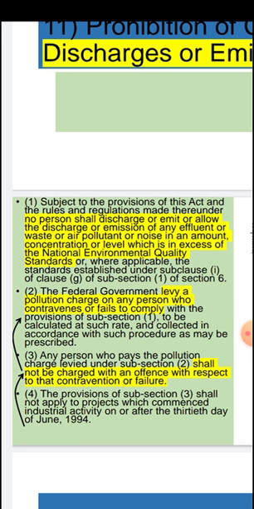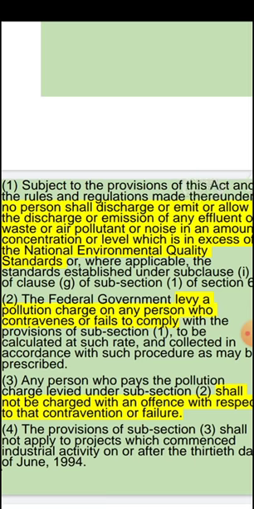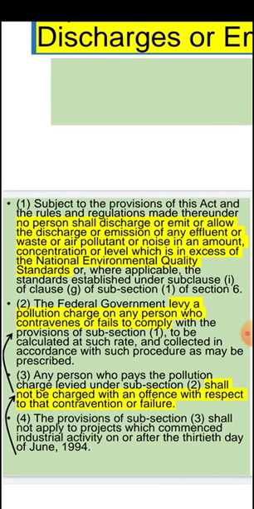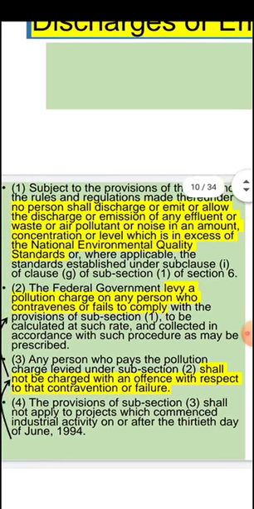who contravenes or fails to comply with the provisions of subsection 1. So subsection 1 is just above this subsection 2, which we have already talked about. And then contravenes is to go against, to disobey. And then any person who pays the pollution charge levied under subsection 2 as above shall not be charged with an offence with respect to that contravention or failure. So again it is a continuation of the subsection 2, and then furthermore you can see the continuation in subsection 4 as well.